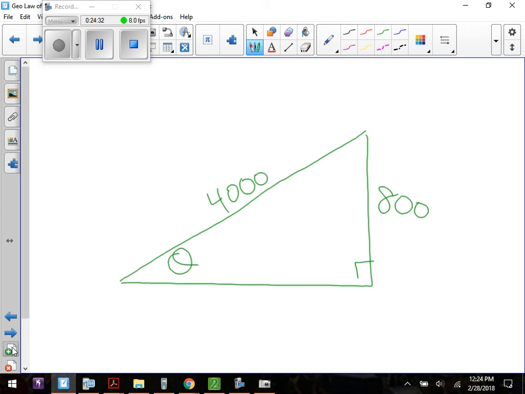What trig function do I use now to figure out which one? Sine. This one will be sine. Okay.